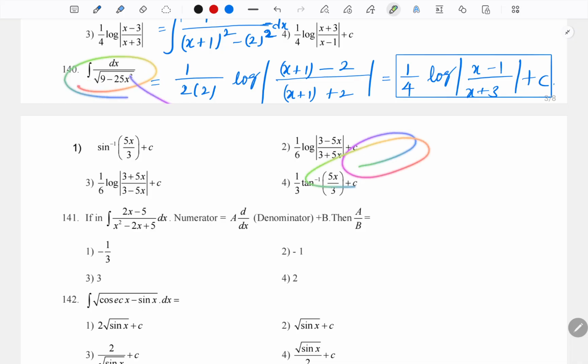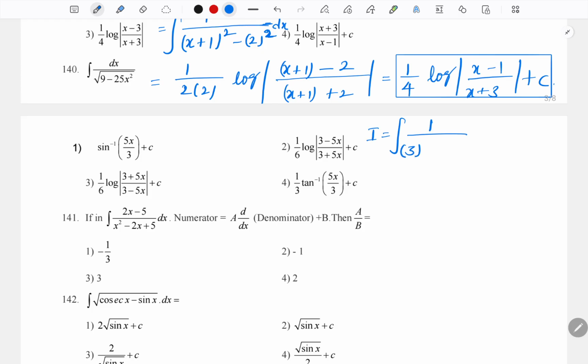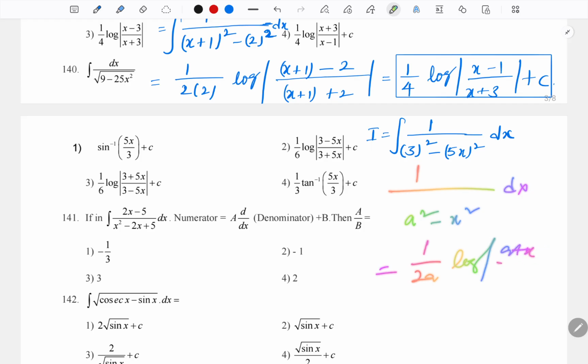Okay students. First, given I is equal to integral, I am writing this directly in the simplest standard form, sorry: 3 square minus 5x whole square, that is 25x square, right? dx. Now compare with the general formula, integral 1 by a square minus x square dx. Again this answer is nothing but 1 by 2a log mod a plus x by a minus x plus c. What is a here? 3. What is x here? 5x, right?